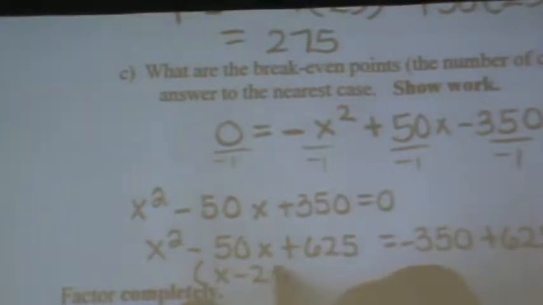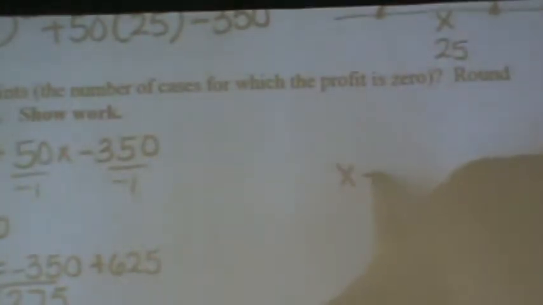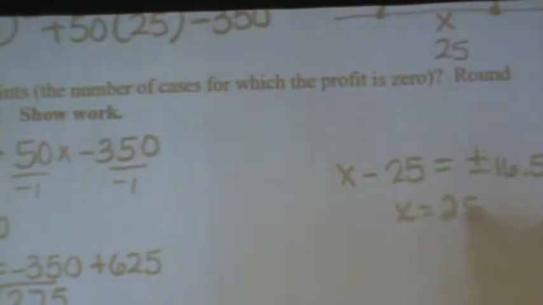Now, what does this factor to be? It factors to be x minus 25 squared equals, and this is 275. Take the square root of both sides. Now you need a calculator to do this. What is the square root of 275? 5 root 11. Well, you want it in decimal form. It's 16.58, and then add 25. So it's 25 plus 16.58, and 25 minus 16.58.